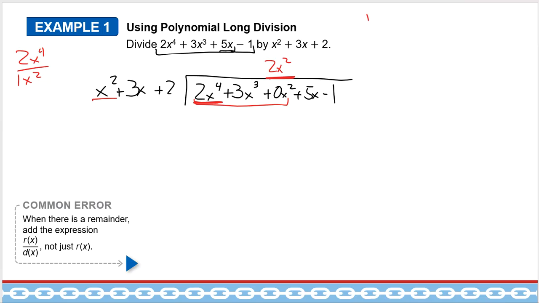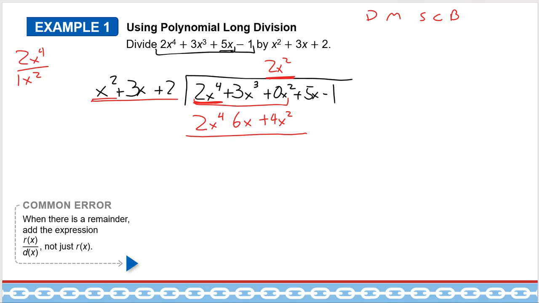Now, the whole long division process: I did my division. Now I am going to multiply all of this divisor by the 2x squared. So 2x squared times x squared is x to the fourth. 2x squared times 3x is 6x to the third. And 2x squared times 2 is plus 4x squared. There's my multiply step. Now on to subtraction.